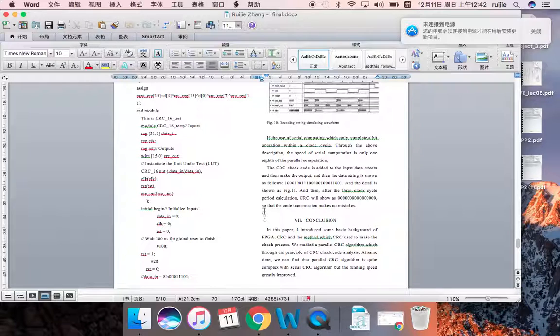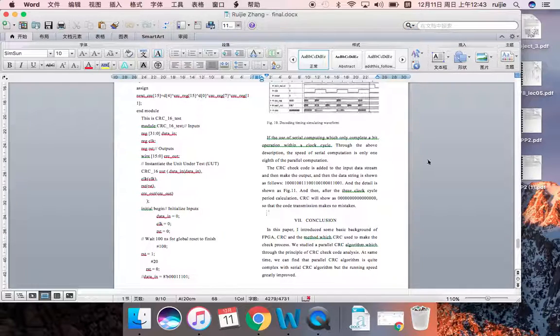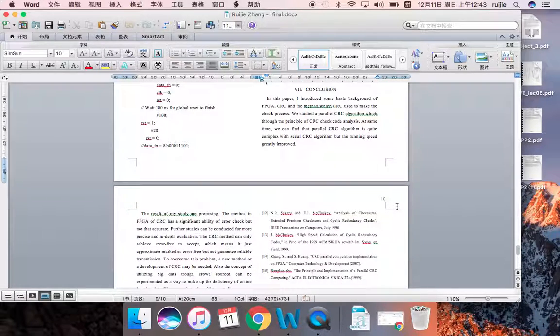So in this paper, I introduced some basic background of FPGA, CRC, and the method which CRC uses to perform the check process. We studied a parallel CRC algorithm, through the principle of CRC check code analysis. At the same time, we can find that the parallel CRC algorithm is quite complex compared with the serial CRC algorithm, but the running speed is greatly improved.